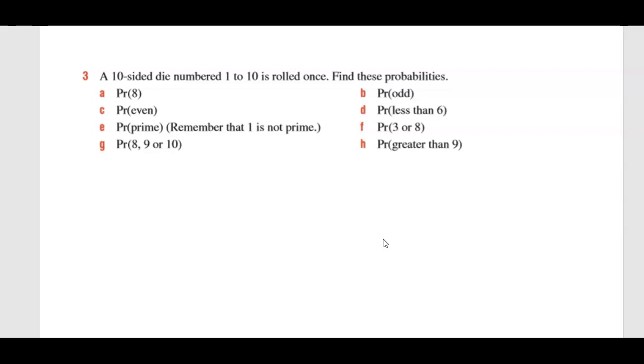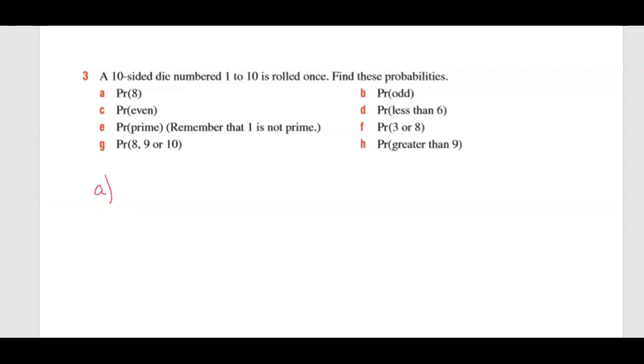Okay, question 3. Let's just get my pen up. Oh, sorry, you'd think I'd be a bit more organized. A 10-sided die numbered 1 to 10 is rolled once. Find these probabilities. The probability of getting an 8.